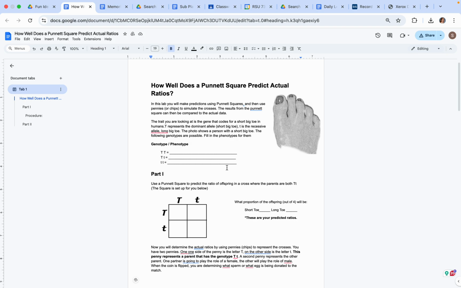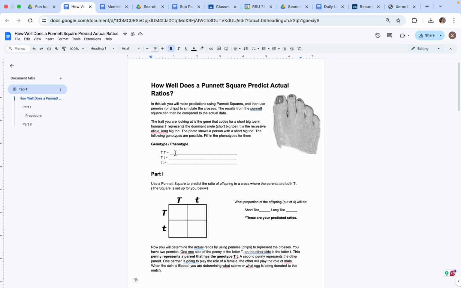So the first thing you need to do is fill in on your paper. It says genotype / phenotype, and then it has the letters, the genotypes. So if it's two capital letters, that represents two short alleles, and so the phenotype should be short big toe, is what you would write in that blank.